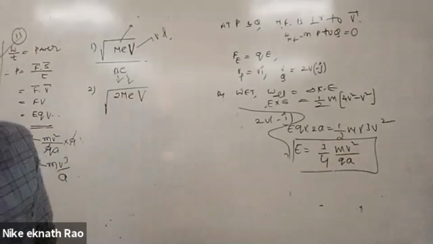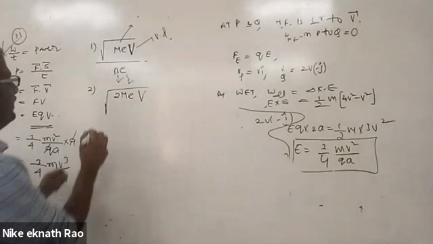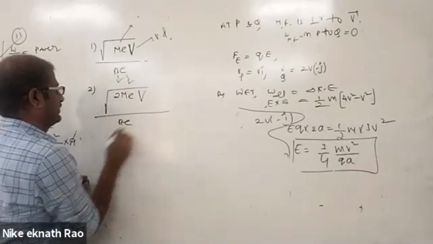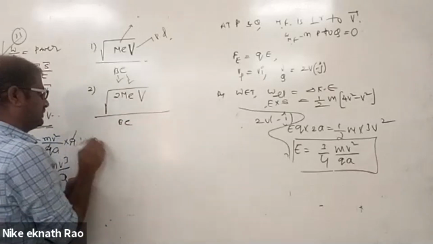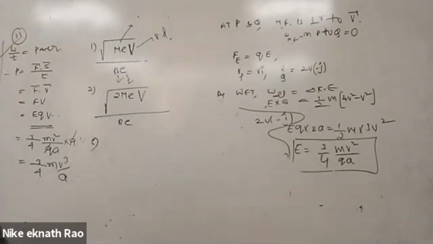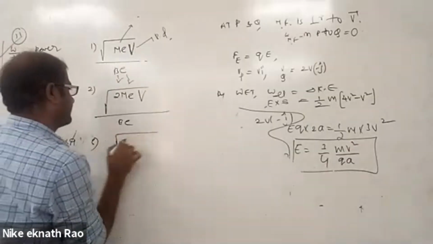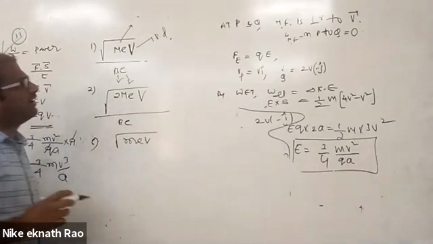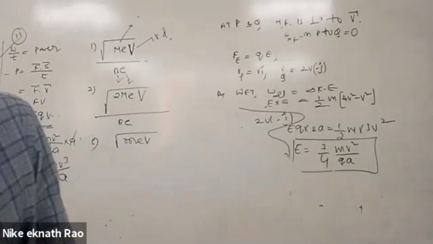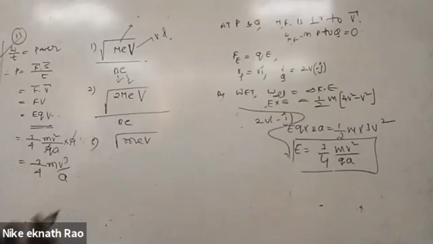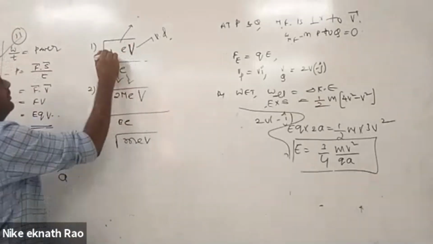Second option is root of 2MEV divided by BE. And third option is given as root of MPV. The mass of the electron you can take as capital M or small m only. You can take small m everywhere, not capital M.